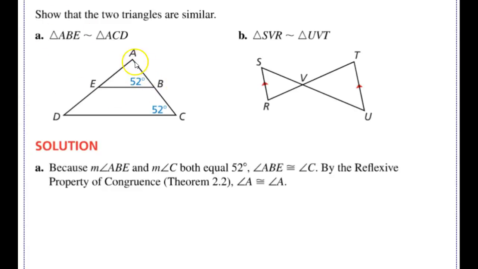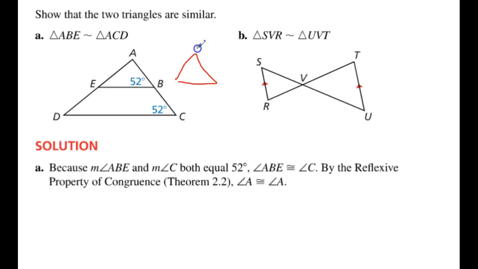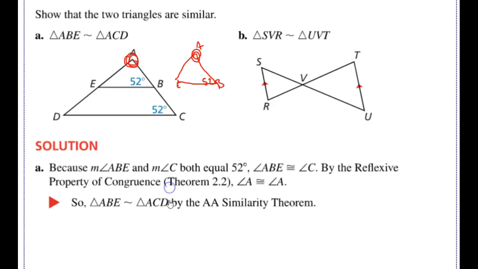If I was to redraw these triangles, I could just pull the little triangle out and it would look something like this, right? This would be angle A, this would be E, and this would be B, and this would still be 52 degrees. And this angle A is the same as this angle A in the big triangle. So I know that those are similar because both of those angles are congruent.